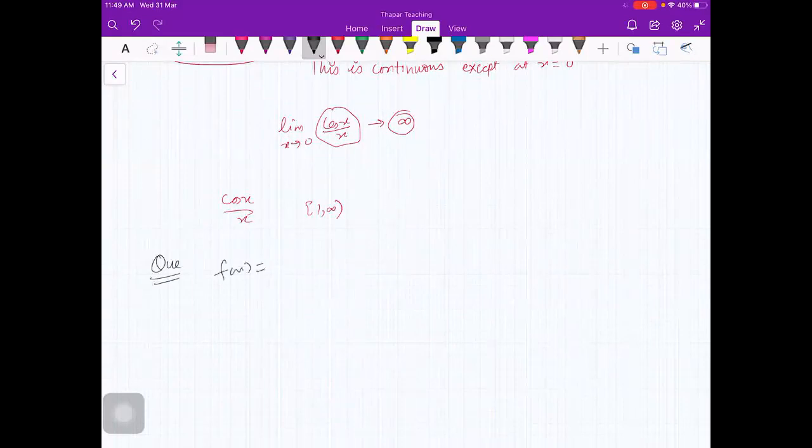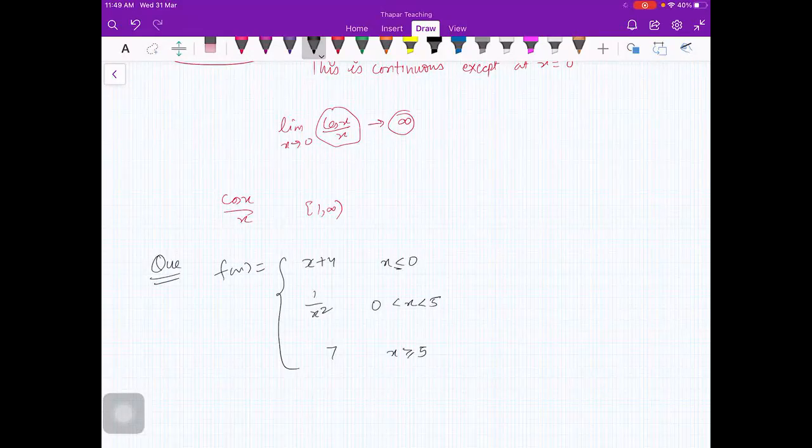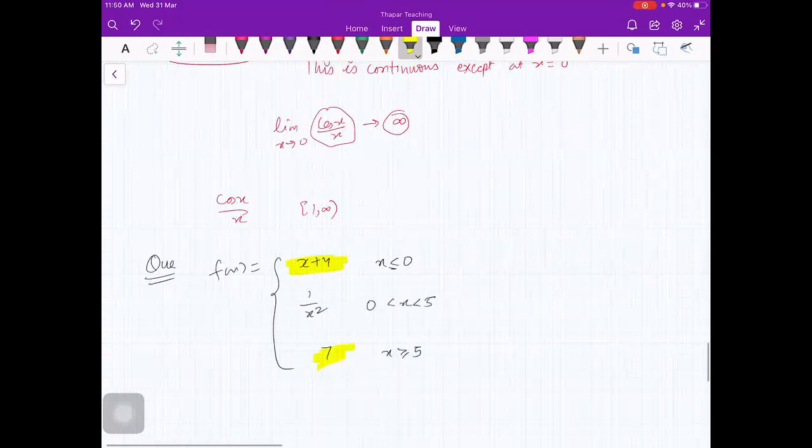f of x is equal to x plus 4 for x less than 0, 1 by x square for 0 less than x less than 5, and 7 for x greater than equal to 5. Can you tell me, is it a piecewise continuous function on any interval? यहाँ पे देखिए कौन कौन से पॉइंट्स ये फंक्शन कंटिन्यूअस है. x plus 4, 7 is continuous. This is also continuous except at 0. So 0 पे चेक करना होगा और 5 पे चेक करना होगा, क्योंकि लेफ्ट हैंड साइड और राइट हैंड साइड पे प्रॉब्लम आएगी.